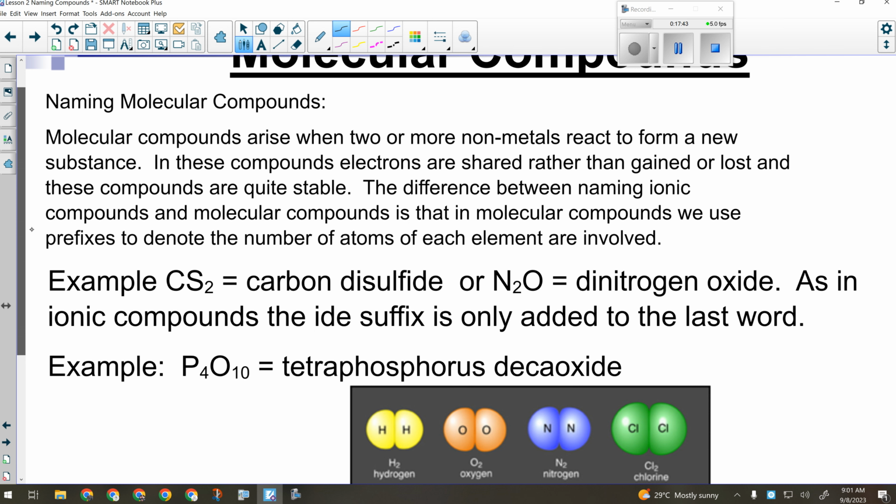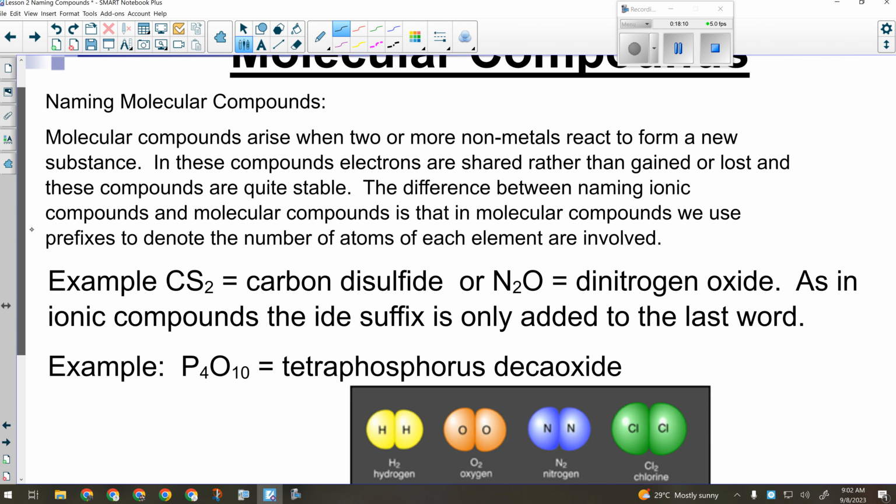Now, all prefixes apply to the second nonmetal, but on the first one you don't always have to use mono. So you'd never have something like mono sulfur mono oxide. You would never write mono on the first one. I don't know why. Talk to the chemists. I feel like they just need to be difficult. But you never use mono on the first nonmetal.